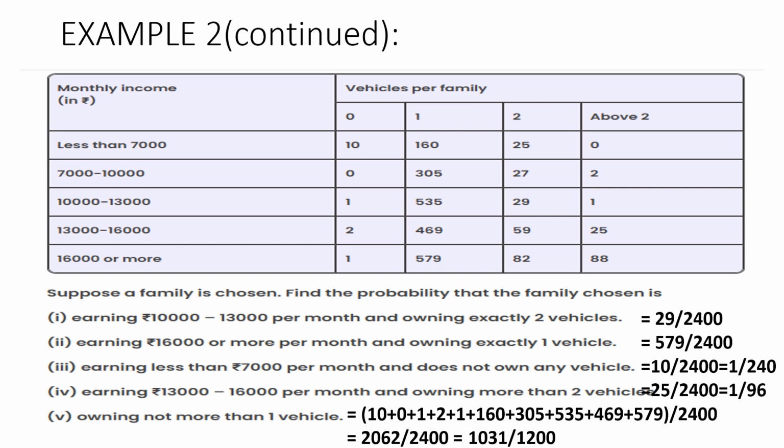The last case is owning not more than 1 vehicle. Not more than 1 vehicle means either 0 vehicles or 1 vehicle. So add all the cases for 0 vehicle and 1 vehicle. So for 0 it is 10 plus 0 plus 1 plus 2 plus 1, and for 1 vehicle it is 160 plus 305 plus 535 plus 469 plus 579 upon total number 2400. So that is 1031 upon 1200.